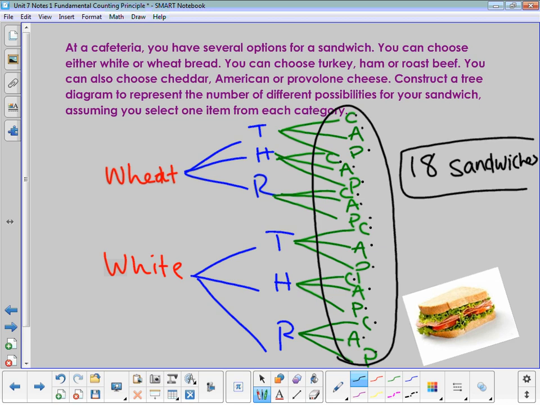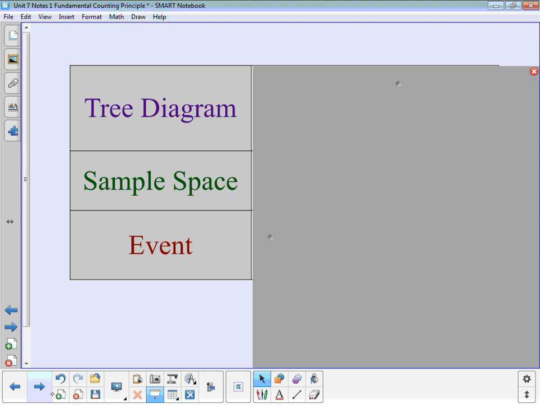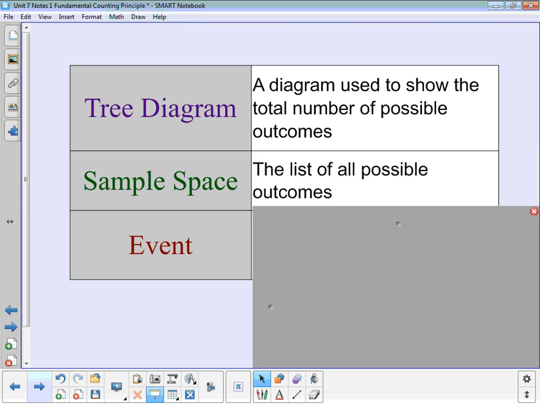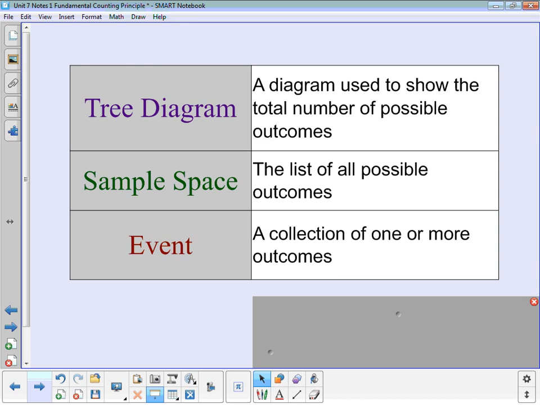A tree diagram is simply a diagram that we use to show the total number of possible outcomes. Each one of those outcomes is part of the sample space. The sample space is the list of all of the outcomes. So, for example, if I picked wheat bread with turkey and provolone, that's one item in my sample space. And when I take all of those and collect them together, that's the event. So everything that's happening, collected together, makes up the event.